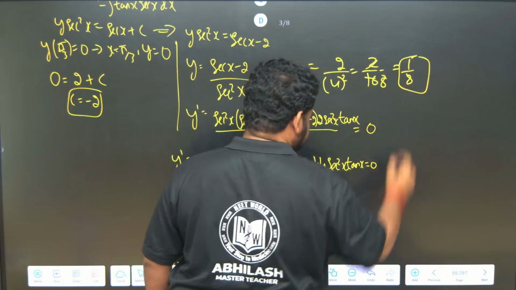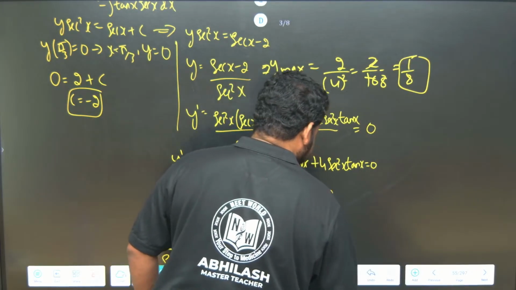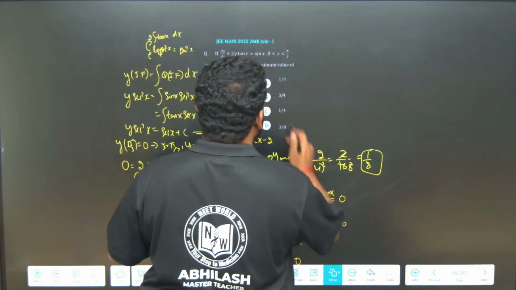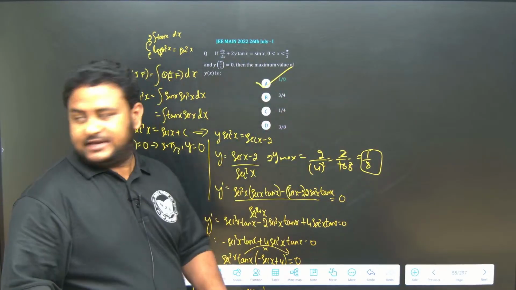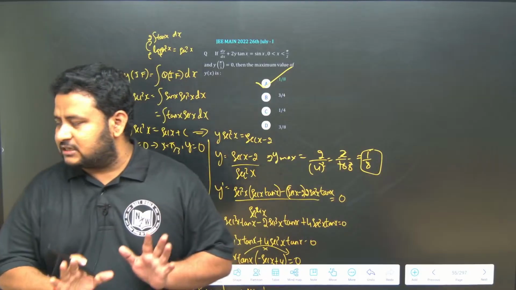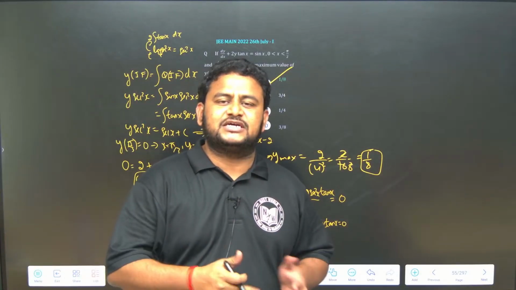So 1 by 8 is the right answer to this question, friends. The answer is already given, that is option A, 1 by 8. But this is using application of derivatives.